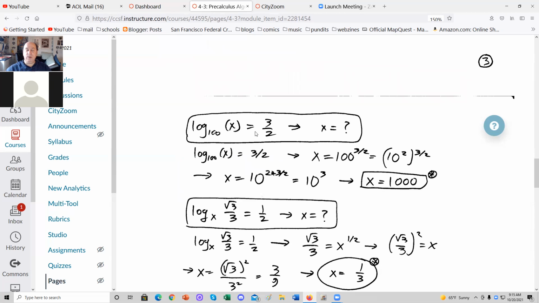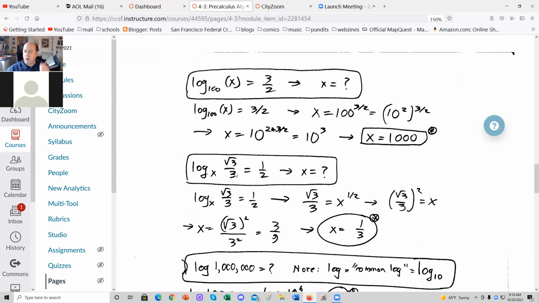Log base 100 of x equals 3 halves for what value of x? Well, here we transpose: a logarithm base 100 on one side becomes an exponential base 100 on the other side. So x equals 100 to the 3 halves. 100 is 10 to the second. So 10 to the second to the 3 halves, you multiply the exponents. That's one of the laws of exponents. So x equals 10 to the 2 times 3 halves, or 10 to the third. So x is 1,000.